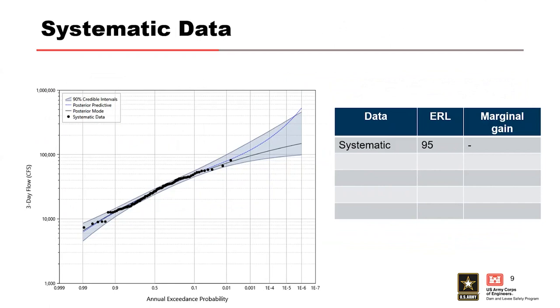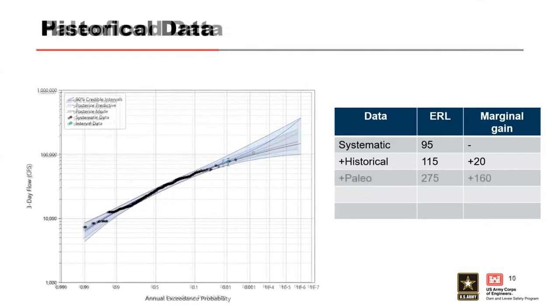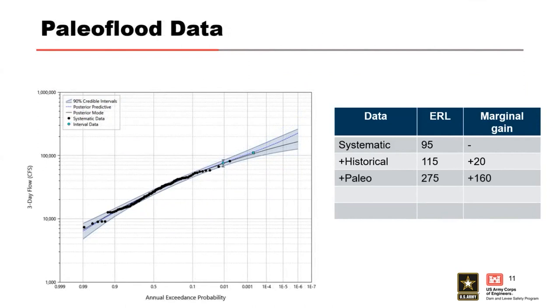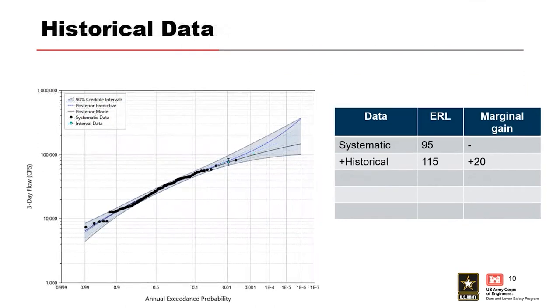In the next few slides, let's examine how additional data increases the effective record length. For this example, the systematic data includes 95 years of data. When we add historic data in the form of flow intervals and perception thresholds, we increase our ERL by 20 years, and now we have an ERL of 115. You can see in the plot, there's now a cyan dot with the flow interval on it. That's our historic point. Remember that the perception thresholds are not visually represented on the flow frequency curve.